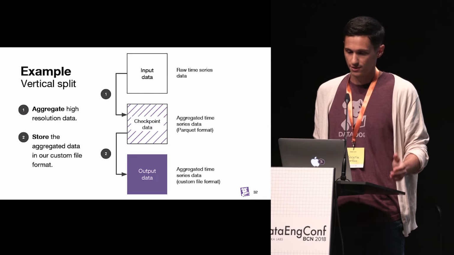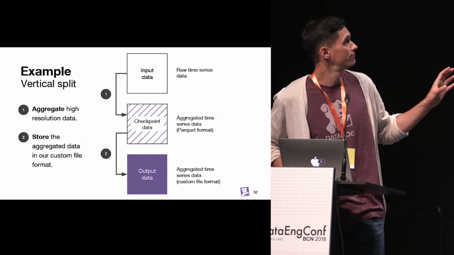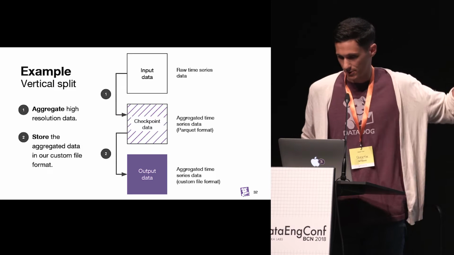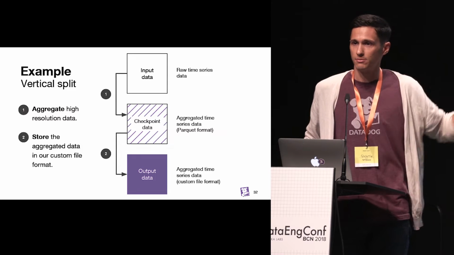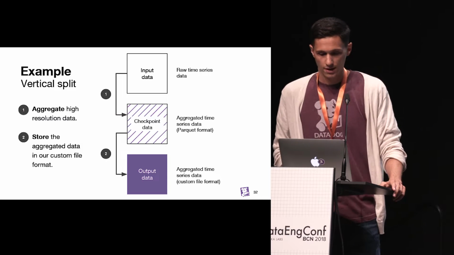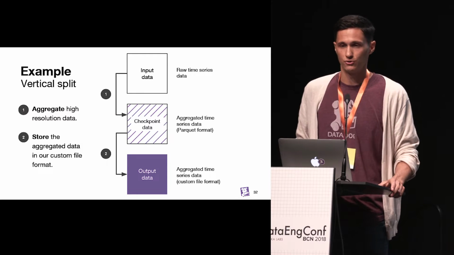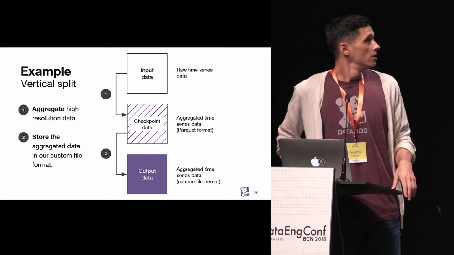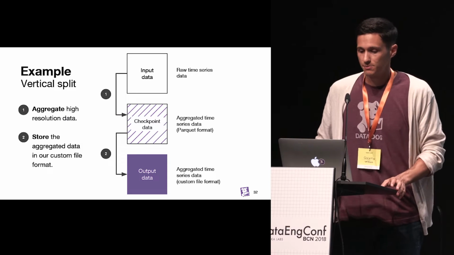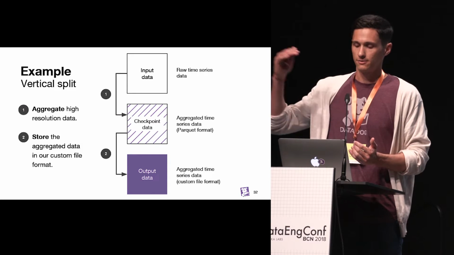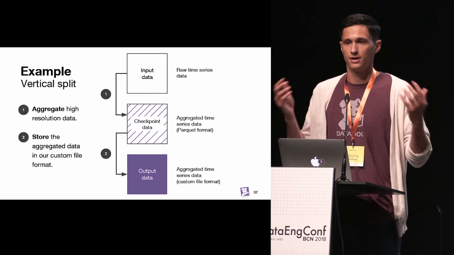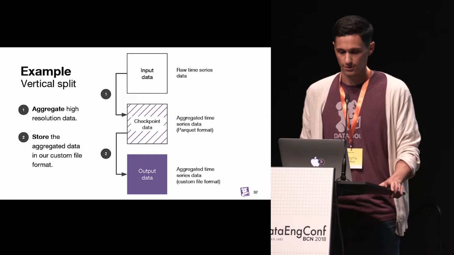So we broke it down vertically. Now we end up with 2 jobs. The first one persists the aggregated time series data in packets in S3. And the second one is doing the conversion to the custom file format. So okay, it's good. We have 2 jobs, but it's still not good enough, because as we scale, both jobs will get bigger, and they will be too big at some point.